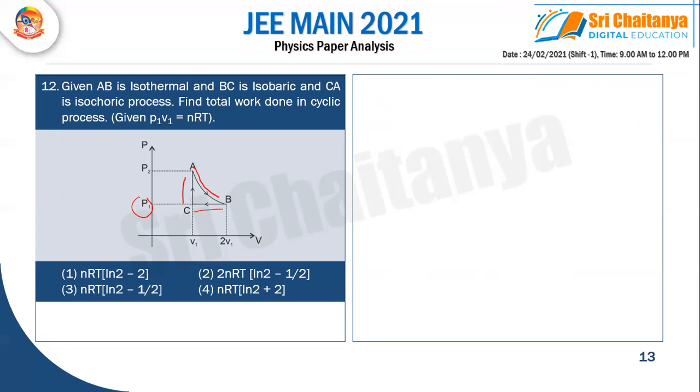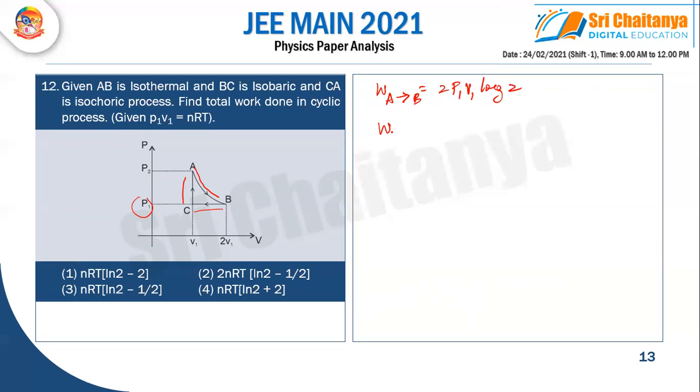When we look into this cyclic process, for AB, the isothermal process, the work done from A to B, I get 2 P1 V1 log 2 as the work done in the isothermal process. You will be getting log of final volume by initial volume, 2V by V, and then I'm going to get it as 2. That's why I've taken this.